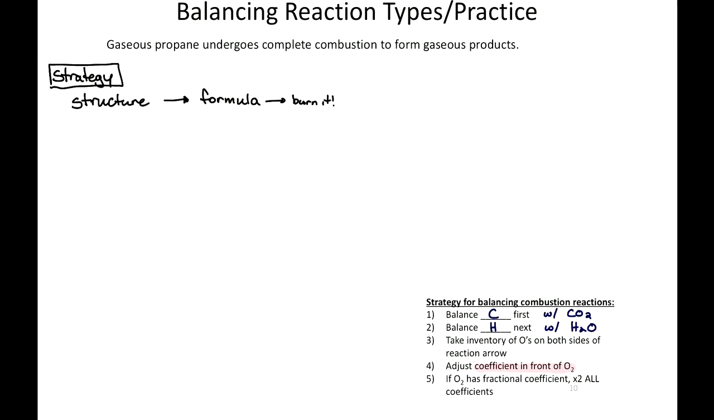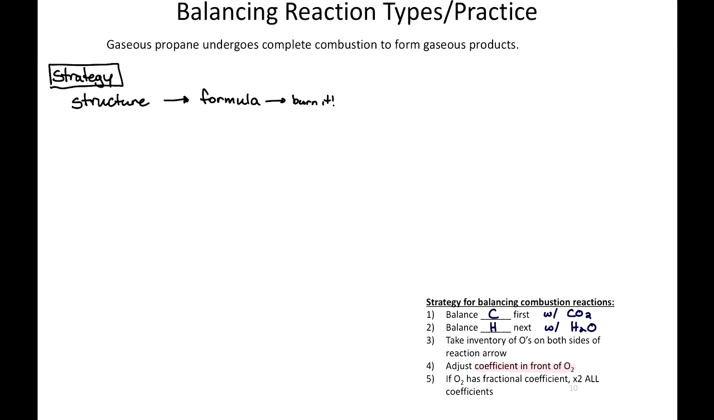So this question: gaseous propane undergoes complete combustion to form gaseous products. So just like before, we need to identify our reactants and products, and that's always the hardest thing, right? Because I recognize, oh, I'm burning some type of fuel, but did I give you the chemical formula for it? No, I didn't. How do you think we can get the chemical formula? You can either memorize it. Do you want to memorize it? No, so let's just draw it and then figure out what that chemical formula is.